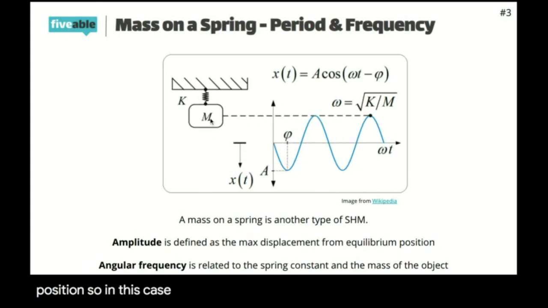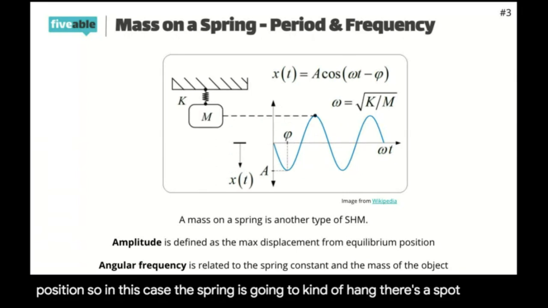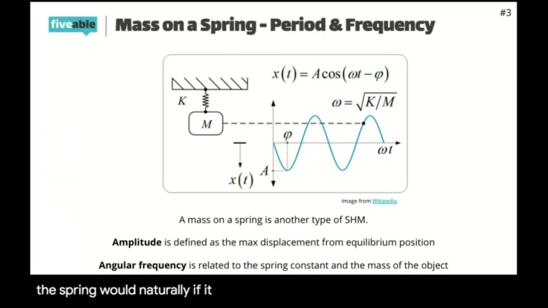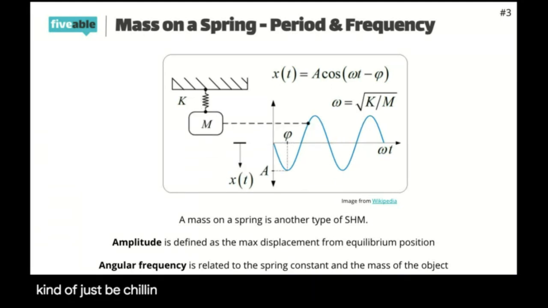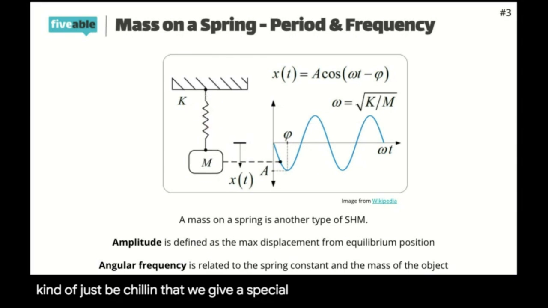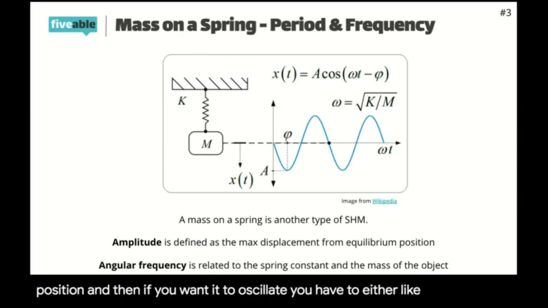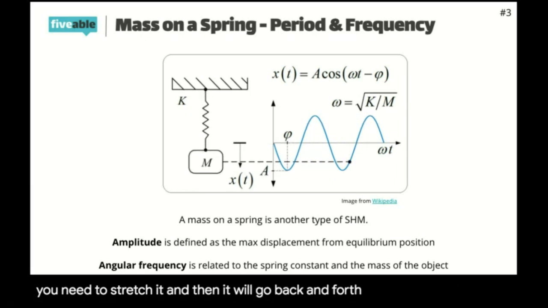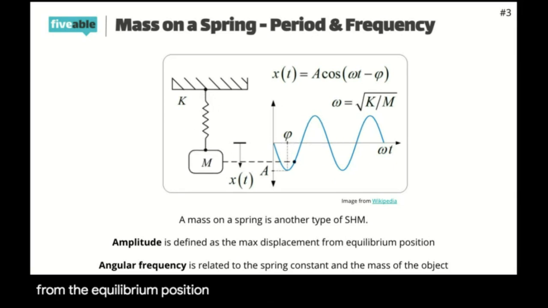In this case, there's a spot where the spring would naturally be, if it wasn't getting stretched or compressed, just kind of chilling. That we give a special name. We call it the equilibrium position. And then if you want it to oscillate, you have to either compress it or stretch it, and then it will go back and forth. The amplitude is going to be the furthest point away from the equilibrium position.